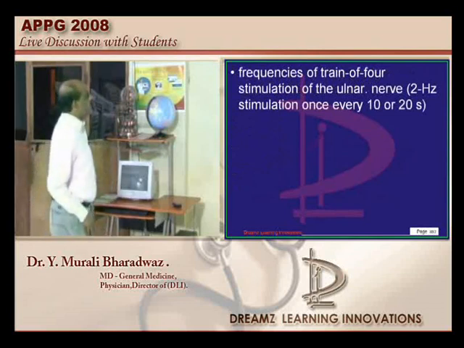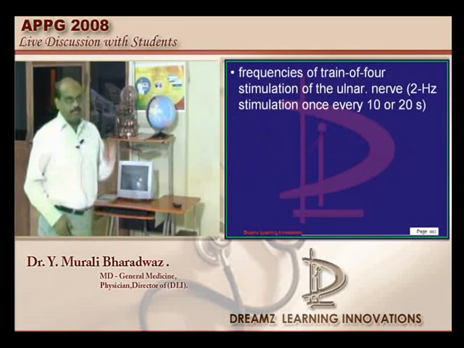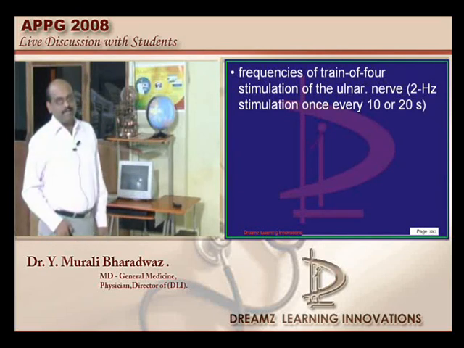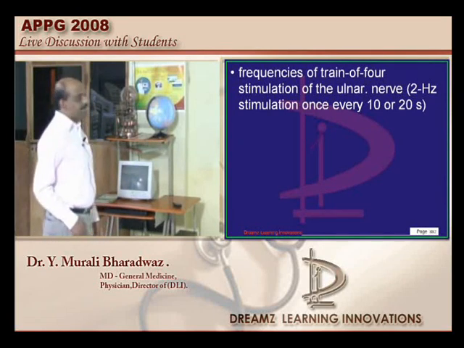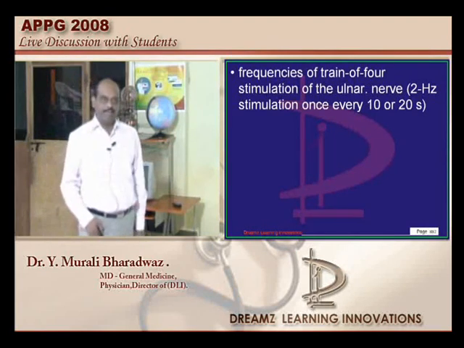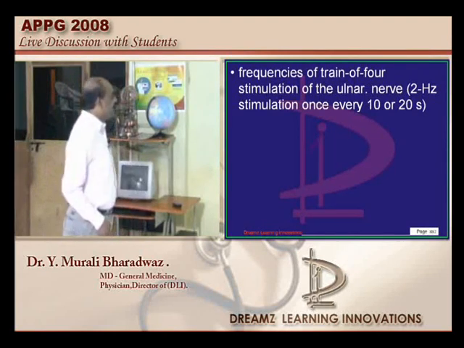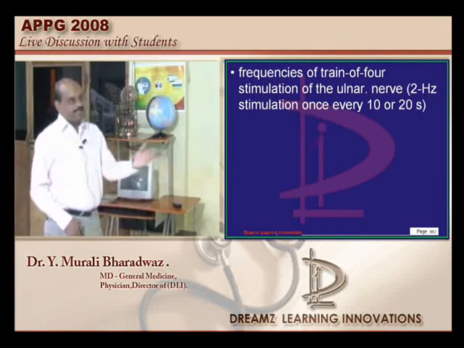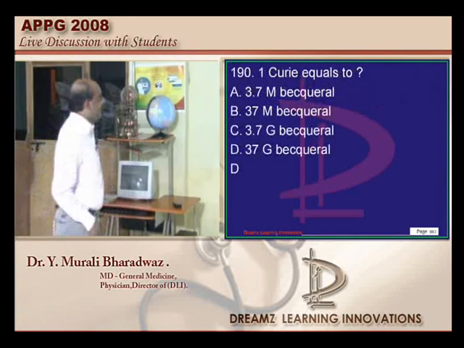Now what is the time gap given in the train of four stimulation? In the train of four stimulation, we apply 2 Hz stimulation to the ulnar nerve once every 10 or 20 seconds. So 10 or 20 seconds means a 10 second gap. So that way probably A should become the most possible answer. A 10 or 20 second gap is what we basically apply.